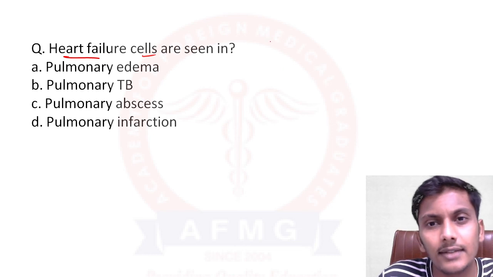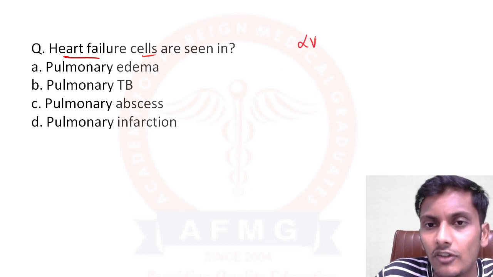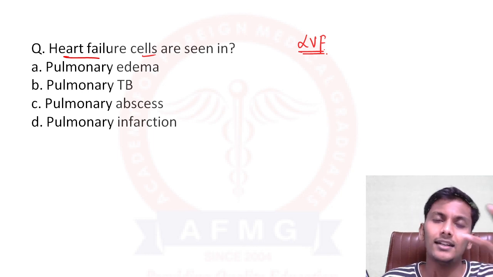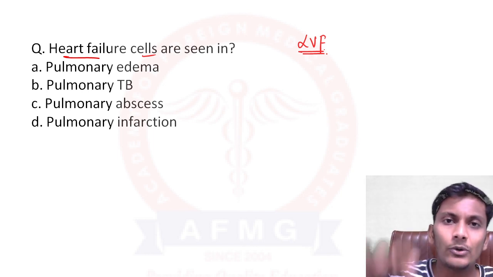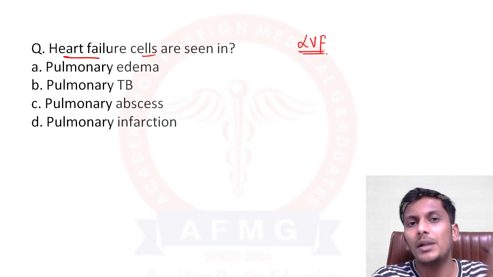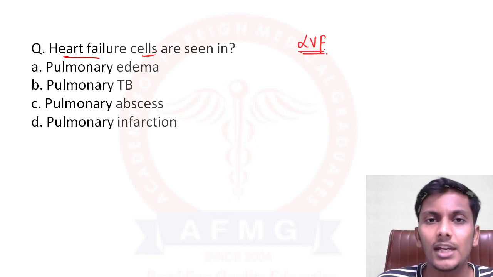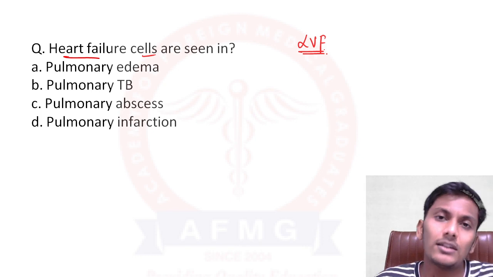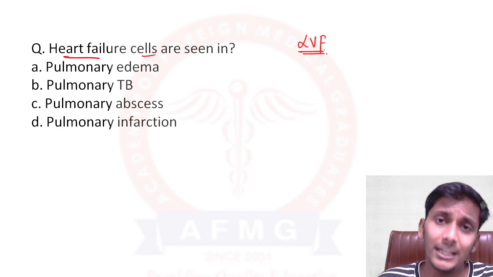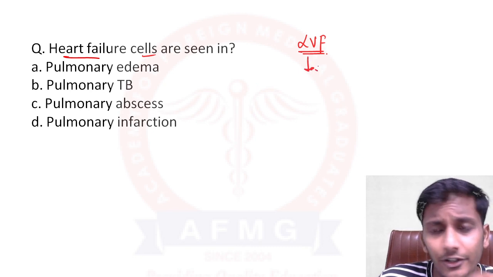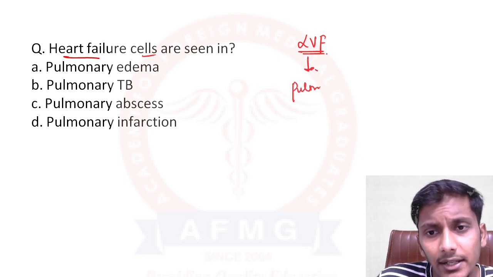What are heart failure cells? In cases of left ventricular failure, there is inability of the heart to pump the blood outside. So the blood keeps on accumulating in the left side of the heart, and from there in the pulmonary circulation. As there is pulmonary arterial hypertension, there is extravasation of fluid, which is known as edema. So it leads to pulmonary edema.